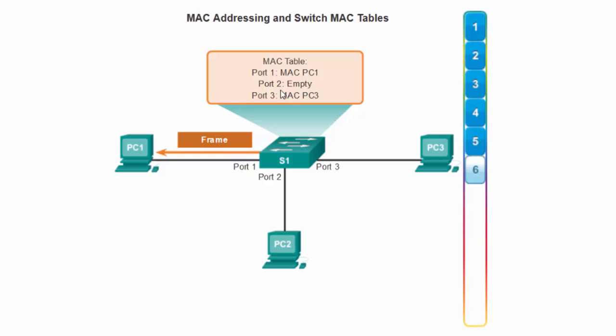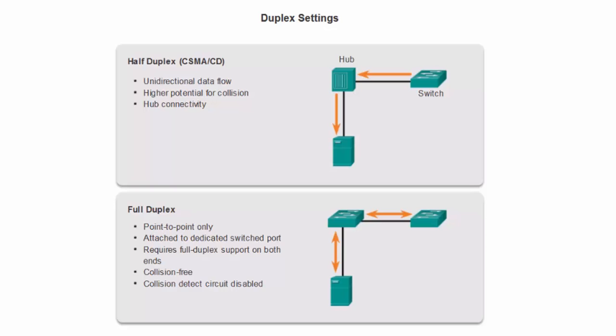Once this MAC table is formed, then and only then the switch will use unicast to send the frames to the particular port based on the physical address. So these are the steps on how the switch learns the MAC table.